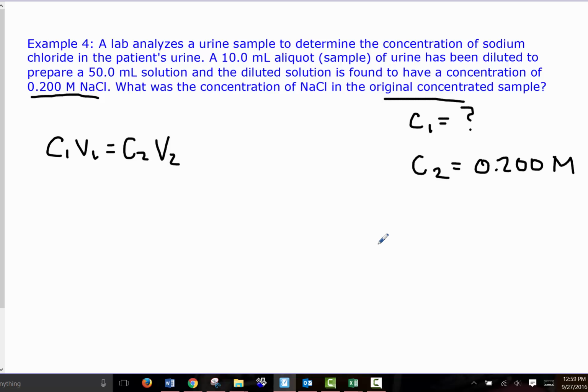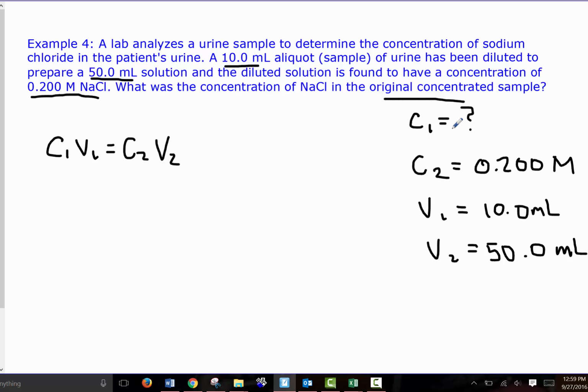Okay, and our volumes that we're going to need are going to be V1 and V2. Well, what was the volume of the initial concentrated sample? And the answer is 10 milliliters. We took a 10 ml sample of the concentrated urine. So the V1 is 10.0 mL. Okay. And after the dilution, what was the volume? Well, the question tells us it's been diluted to prepare a 50 ml solution. So there's our V2. After the dilution, we had a total of 50 mL. All right, great. We've got everything we need now to plug this in.